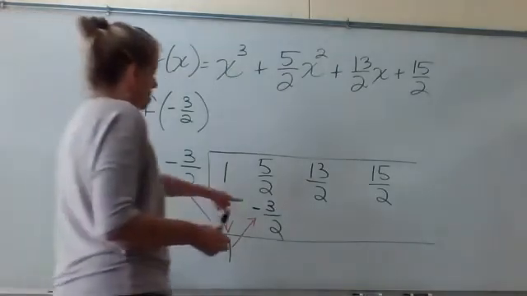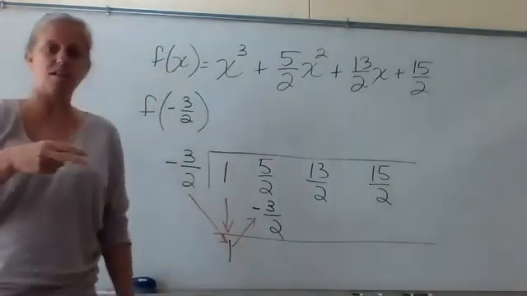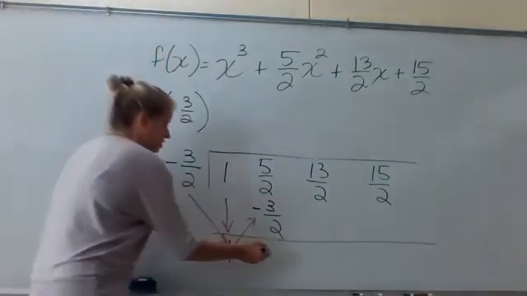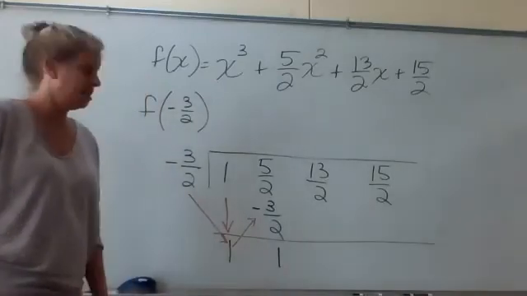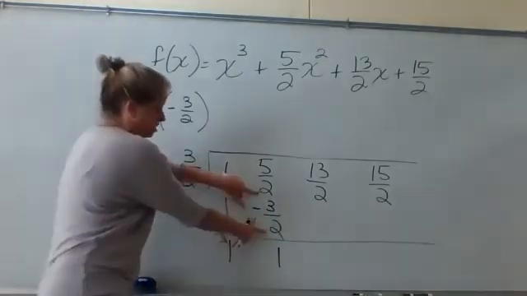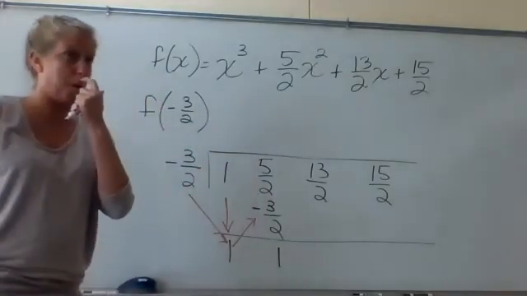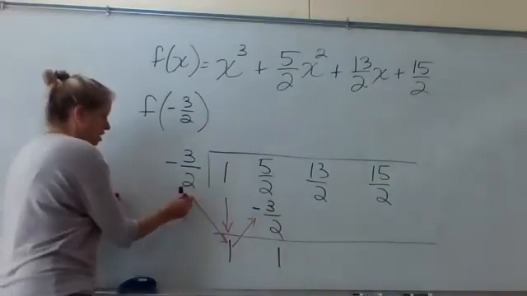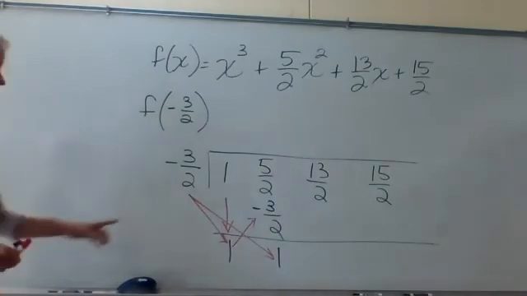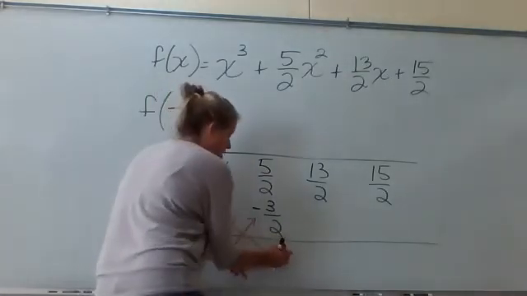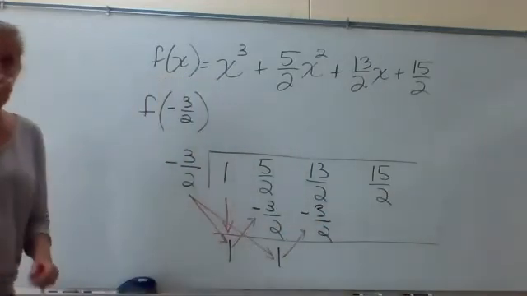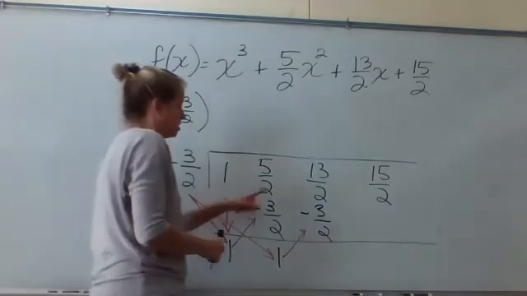If I have 5 halves minus 3 halves, it leaves me with 2 halves, which is 2 over 2, which is just what? Just 1, isn't it? 5 halves, all you do is the 5 minus the 3, which gives you 2. And since your denominator is a 2, you have 2 over 2, which is just a 1. So luckily, we're just multiplying this -3/2 times 1 again. So let's see, -3/2 times 1 gives me -3/2 again.